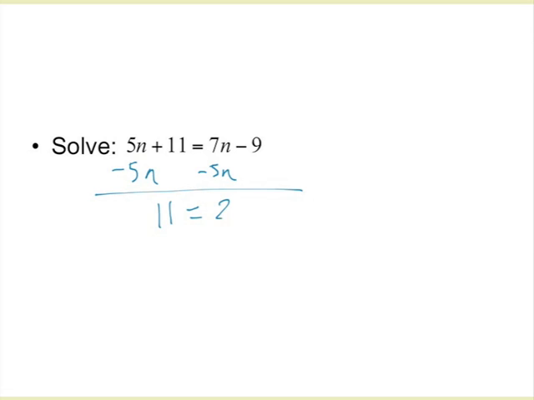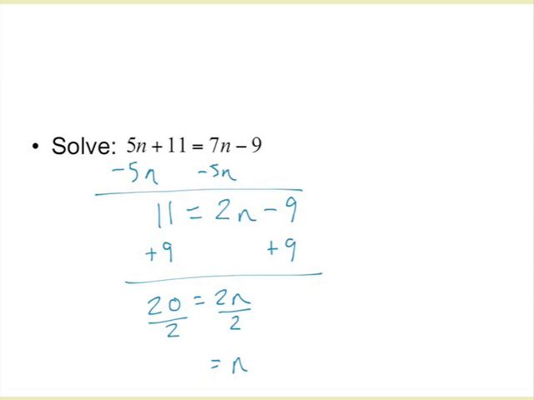So that leaves me with 11 = 2n - 9. Now this starts to look a lot like the last problem. So I'm going to get the variable part alone by adding 9. And I'm going to get the variable itself alone by dividing by 2.